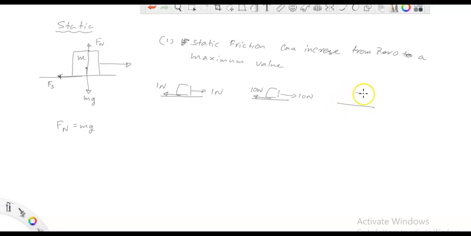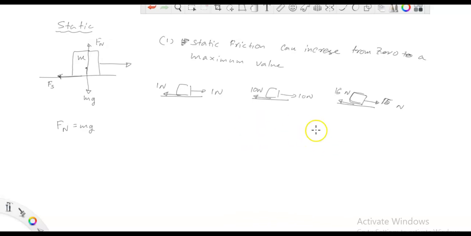Let's assume that the maximum friction can do is 15 Newtons. So even at 15 Newtons, this is what you apply, right? 15 Newtons. Friction can match that, 15 Newtons. So it's still at a static situation. It's still not moving, but it's about to move.